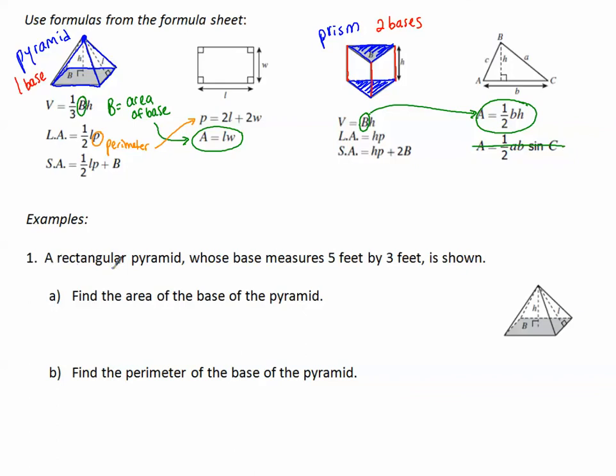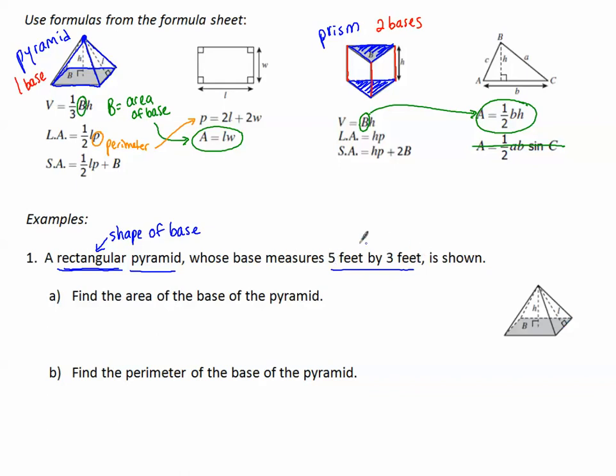Number 1, a rectangular pyramid. So it's important that we know that it's a pyramid so we know which solid to refer to on the formula sheet, and that it's rectangular because that tells us the shape of the base. The base is a rectangle, a rectangular pyramid whose base measures 5 feet by 3 feet is shown. Well, it doesn't have the dimensions in the picture. Sometimes it does that.